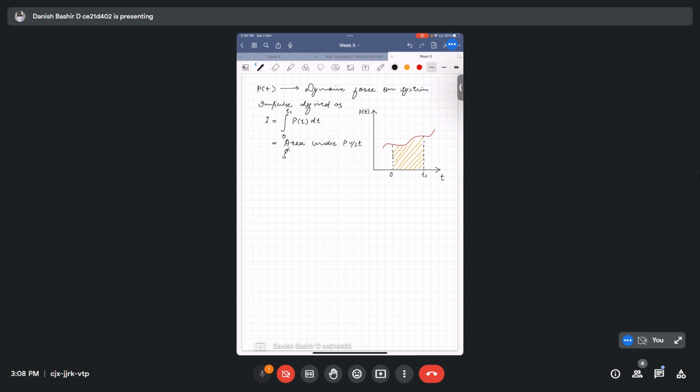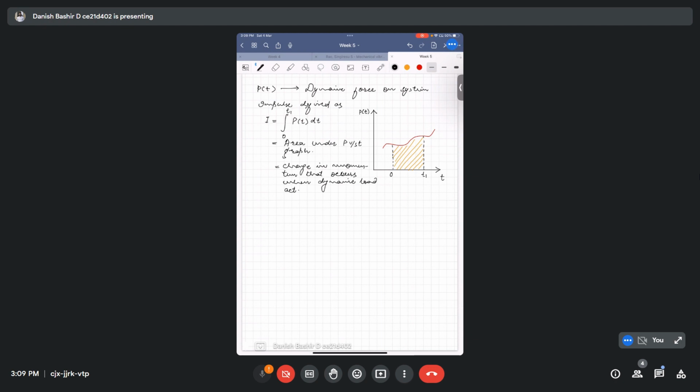So what this impulse gives is the change in momentum that occurs when a dynamic load acts. So it's clear here that everything is changing with time. That's why I'm telling you the dynamic load acts on our system.